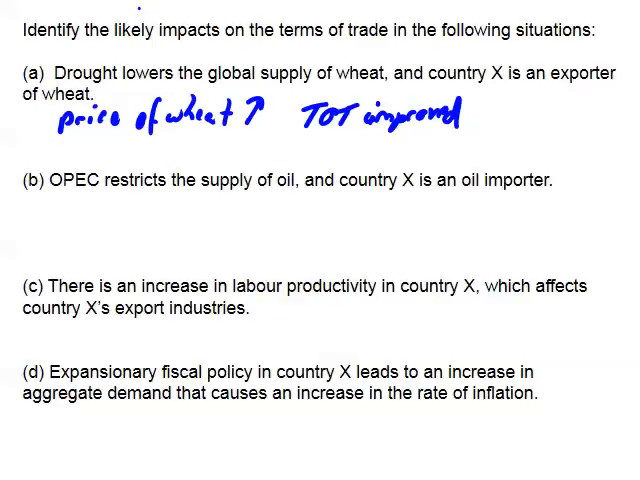OPEC restricts the supply of oil, and country X is an oil importer. So we know that the price of oil would go up. And they're an importer, not an exporter, so you have to look at the terms of trade from the perspective of what the country is doing. We know that the terms of trade deteriorates because import prices have gone up.